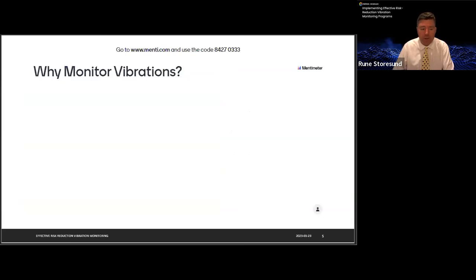So before we dive into the material, I'd be very interested in seeing what the thoughts are from the audience here on what some of the motivations might be for having a vibration monitoring program. So as Mike mentioned before, if you go to www.menti.com, punch in the code 84270333. It's also shown at the top of the slide here. We can get some feedback from the audience on what some potential motivations might be.